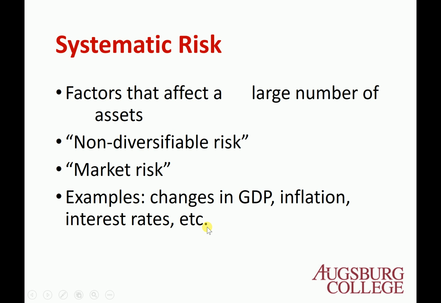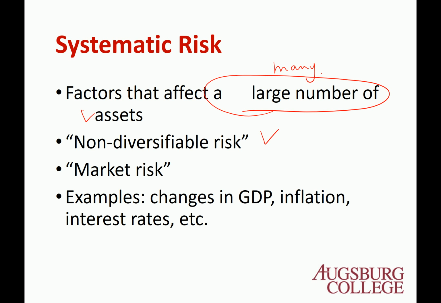So what is the systematic risk? Systematic risk is the factors that affect a large number of assets. So many assets, like market type, industry type. So not the single company stuff. It's called non-diversifiable risk because we cannot diversify away. We have to take it. Also called market risk because this is risk in the market. So if you are a market participant, then you have to take it.